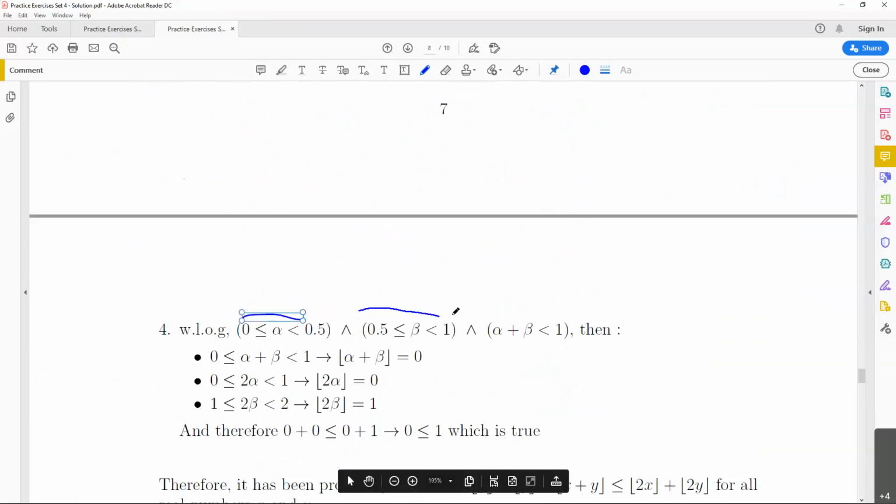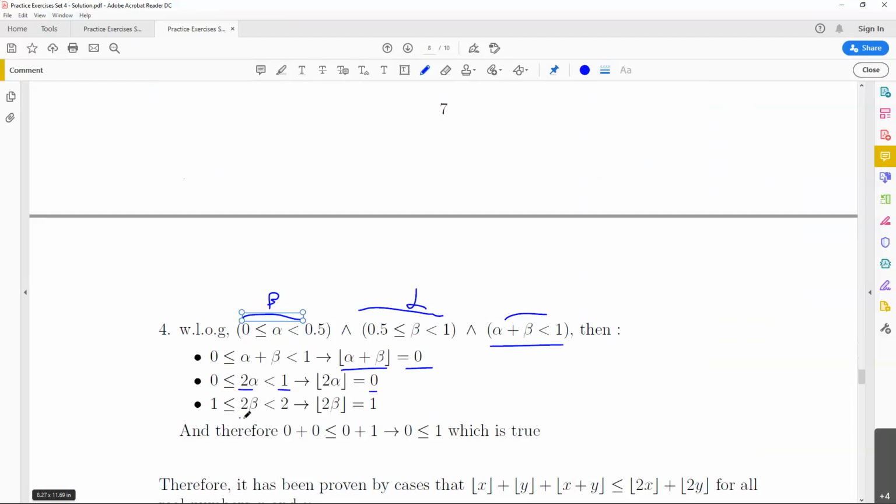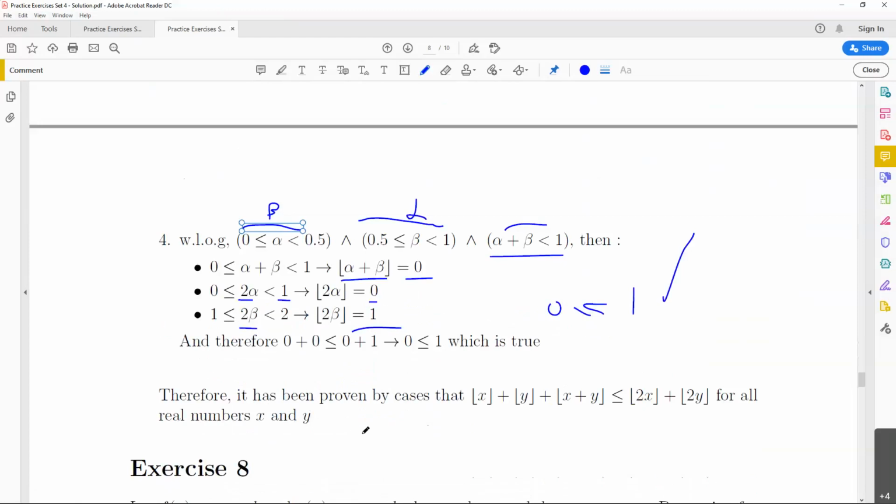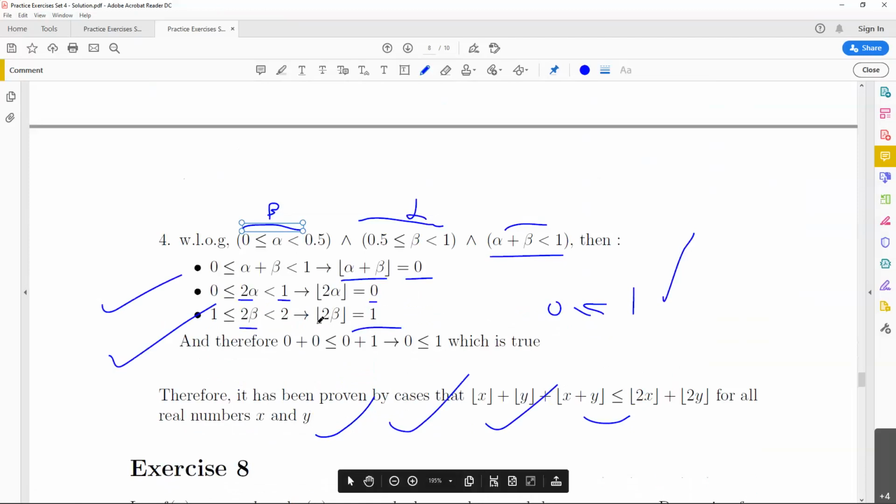Same thing, but now their summation is less than 1. And again, you could have flipped this and flipped this. So this flipping gives the 2 other cases of without loss of generality. Their summation is less than 1. Floor is 0. Again, 2 alpha is less than 1. Floor is 0. 2 beta is bigger than 1, so the floor is 1, but that's fine because 0 is less than or equal to 1. So for all the cases, again, exhaustive proof, it works. Hooray.